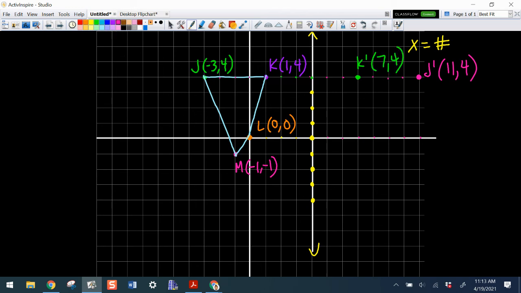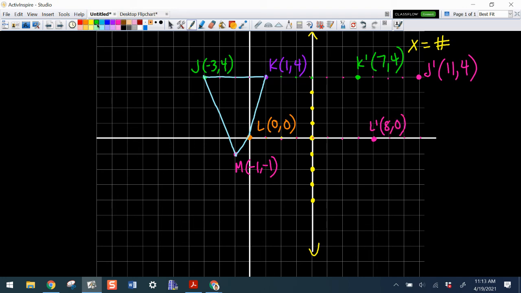Now let's look at L. Notice L and M in this case are not on the line of reflection, so they have to move. L is located 1, 2, 3, 4 units from the line of reflection, so we have to reflect it 4 units over the line of reflection. L prime will end up here, which is actually located at 8, 0.